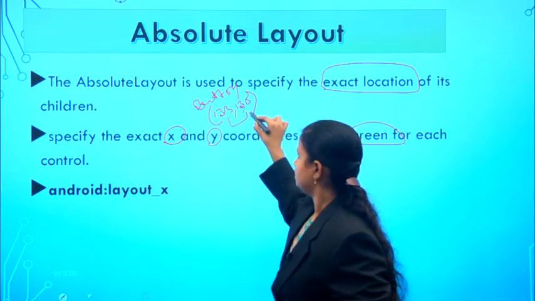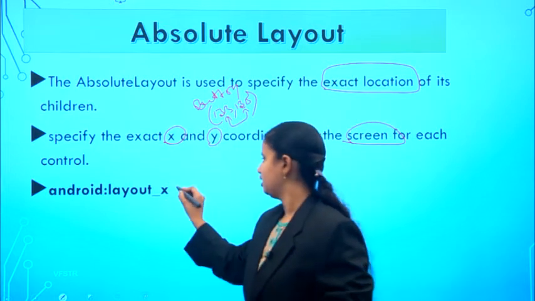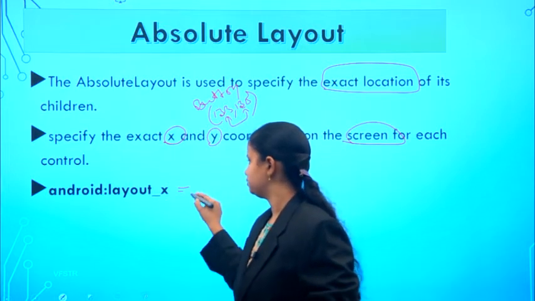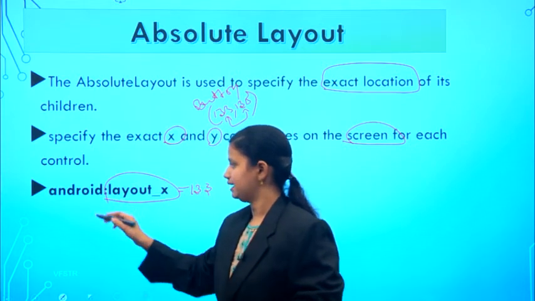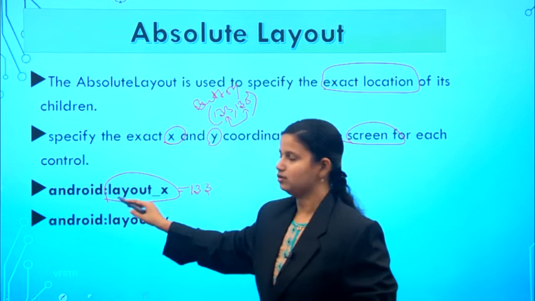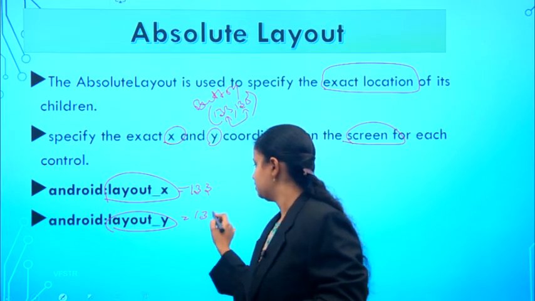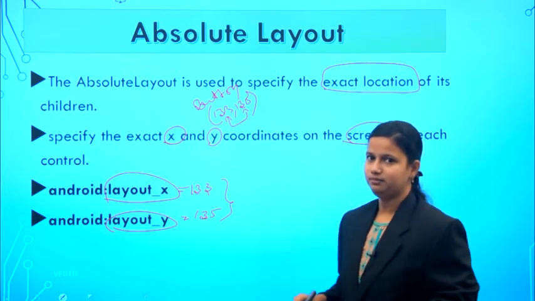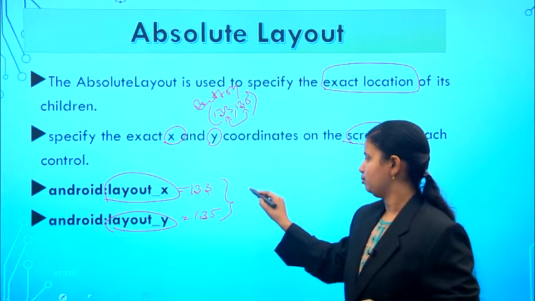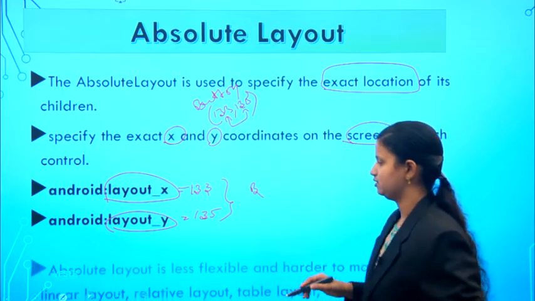How are these pixel values to be identified? We have to pass those pixel values to two properties, android colon layout underscore x and layout underscore y. It will take the values corresponding to the x and y coordinates, so that it arranges your button in the exact position of your user interface.